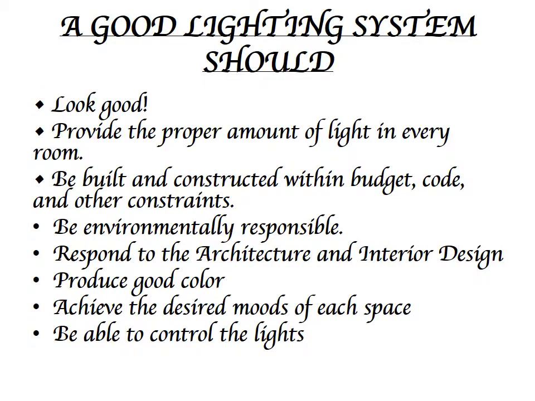A good lighting system should look good, provide the proper amount of light in every room, be built and constructed within budget, code and other constraints, be environmentally responsible, respond to the architecture and interior design, produce good color, achieve the desired mood of each space, and be able to control the lights.